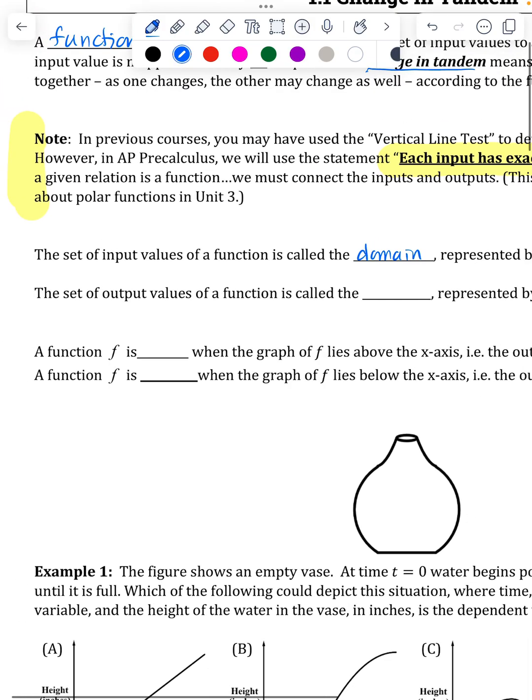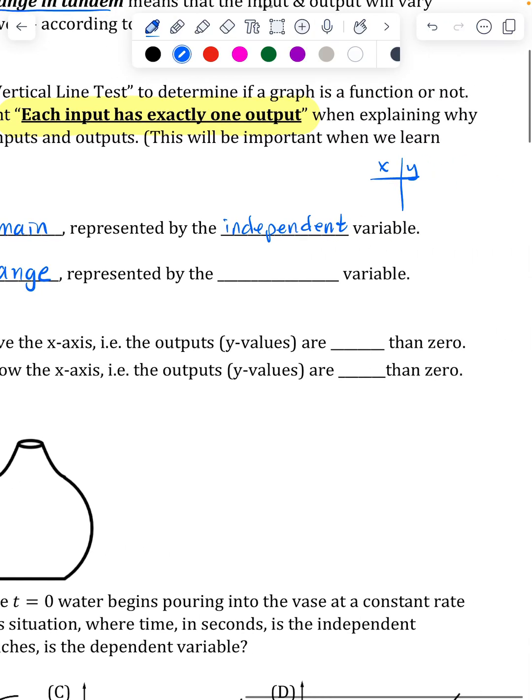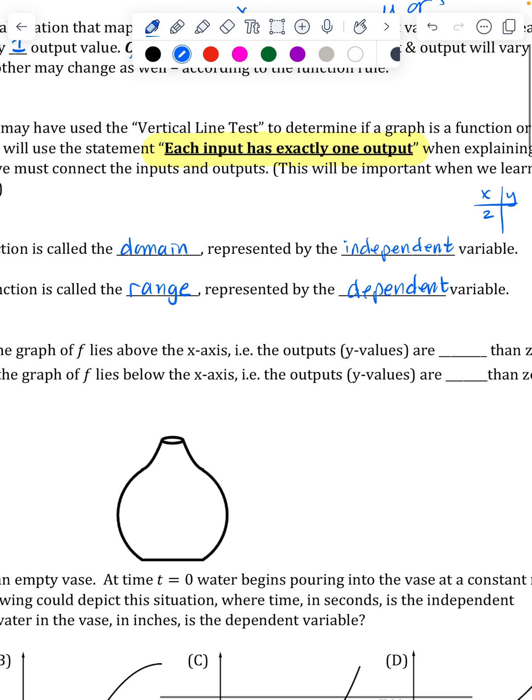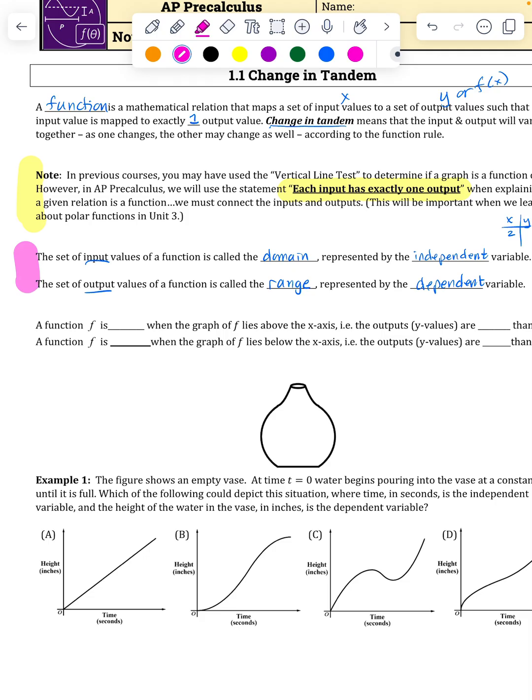And then the set of output is going to be the range, not shocking, not a new term. And that's represented by the dependent variable. And that's because the y value depends on what you plug in for x. So I can pick 2 as my x value, but then what I get for y will depend on the function and what it does to that 2. So those are terms that we already know, but they are still important definitions that you want to know.